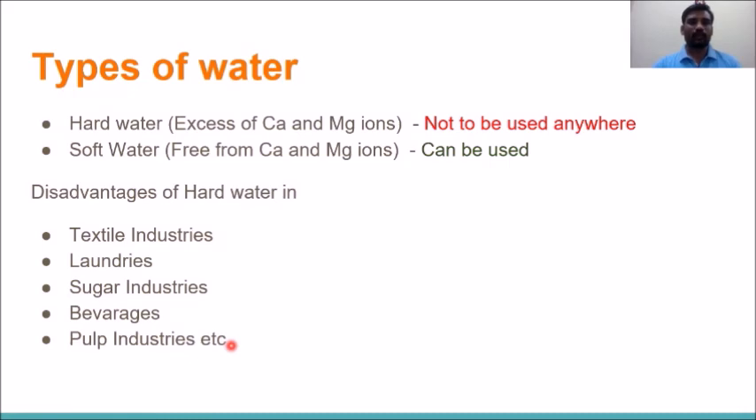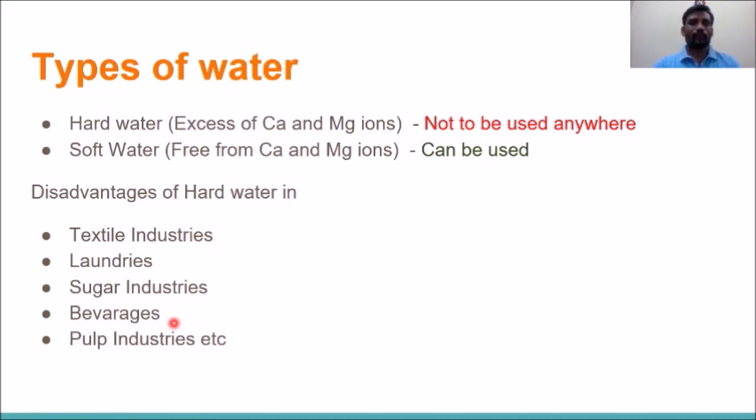And the next is sugar industries. The specification required is that it should be free from sulfates and alkali carbonates. If we use hard water in sugar industries, it causes difficulties in the crystallization of sugars. Similarly, in beverage industries, the specification required is that it should be free from alkaline salts. This will neutralize the fruit acids and destroy the taste.